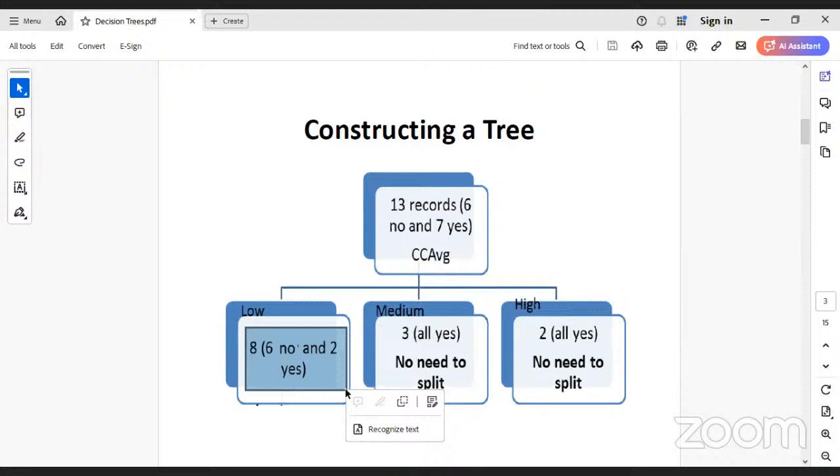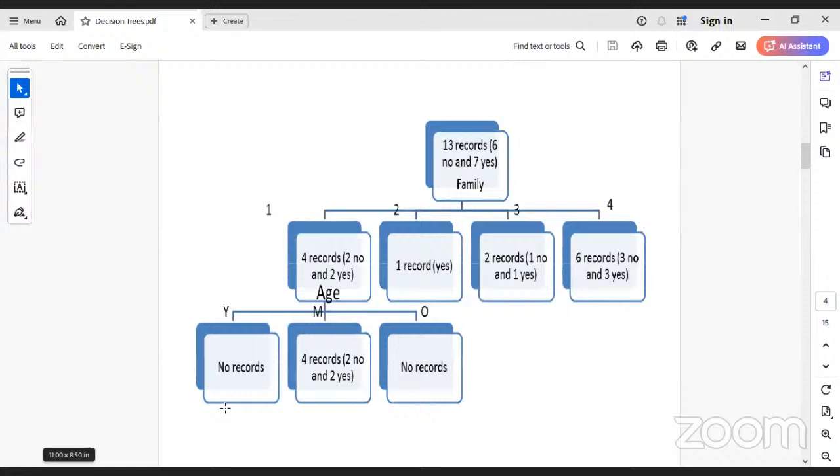So what is the next thing that we are supposed to do? From the remaining independent attribute variables, columns, we have to choose one more column. Apart from CC average, we have ID, age, income, family size. Out of this we will choose one column and we will split further. This is how we construct a tree. Okay, so let me go through another example so that you will understand.